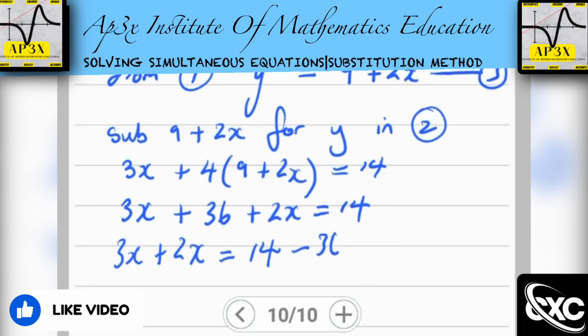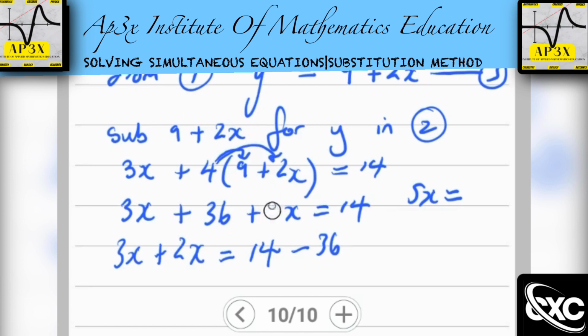All right, and so therefore 3 plus 2 is equal to 5x, and 14 take away 36 is going to be, oh, did I make a mistake? I think I did. 4 times 9 is 36. 4 times 2 is in fact 8. So 4 times 2x is in fact 8x here. So therefore 3x plus 8x. Quickly catch myself there, guys. So 3x plus 8x, instead of being 5x, it's going to be 11x. And 14 take away 36 is going to give us negative 22.